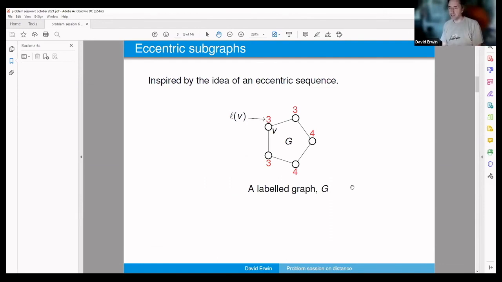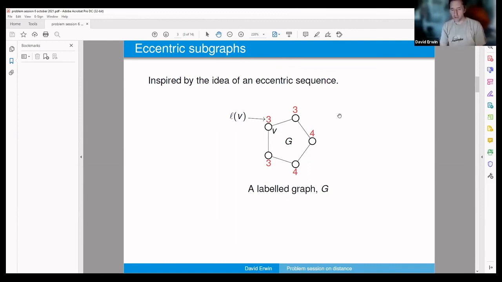If you remember, for an eccentric sequence you arrange the eccentricities of a graph in some order and then ask under what conditions a sequence of positive integers is the sequence of eccentricities of a graph. You can take that one step further and say, in addition to having a bunch of eccentricities, let's draw in the structure of the graph we want as well. So for example, there's a labeled graph: I've got a C5 and I put some positive integers on some of the vertices.